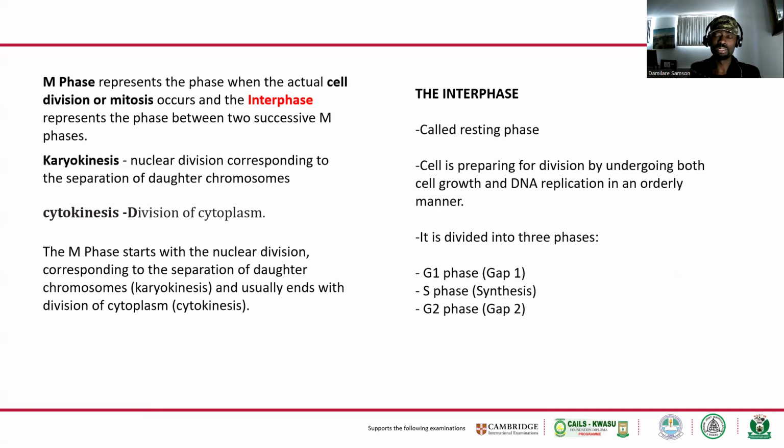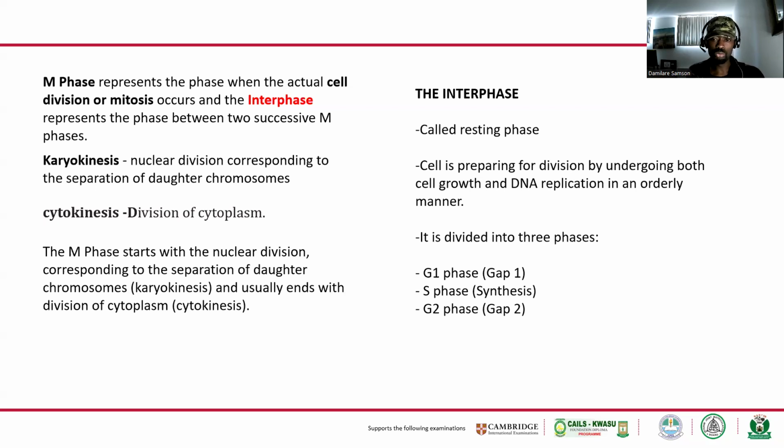Now, let's go straight to the main point. Interphase. The interphase is called the resting phase, where the cell is preparing for division by undergoing both cell growth and DNA replication in an orderly manner. We call it the resting phase, but it is not resting because work is being done during this process. The cell is producing more DNA, replicating the DNA in an orderly manner with cell growth, and that is why the cell needs to grow to a particular size before division can occur.